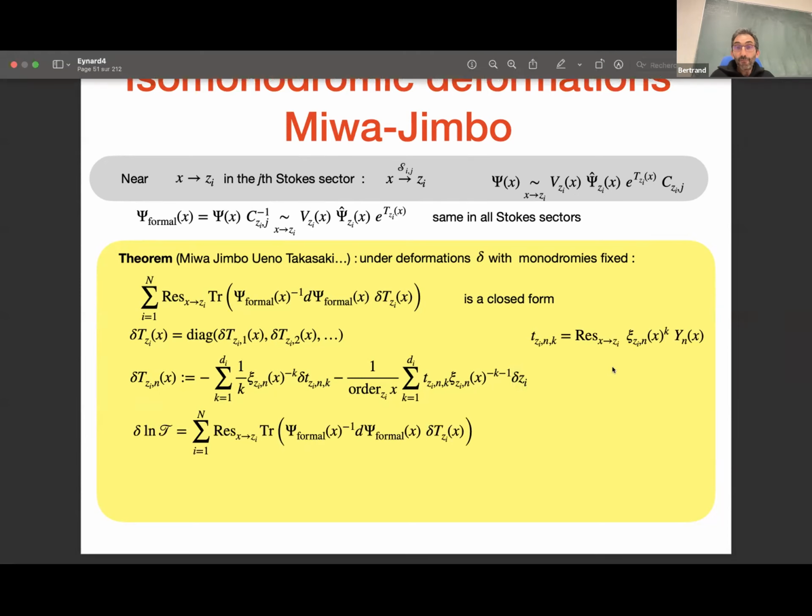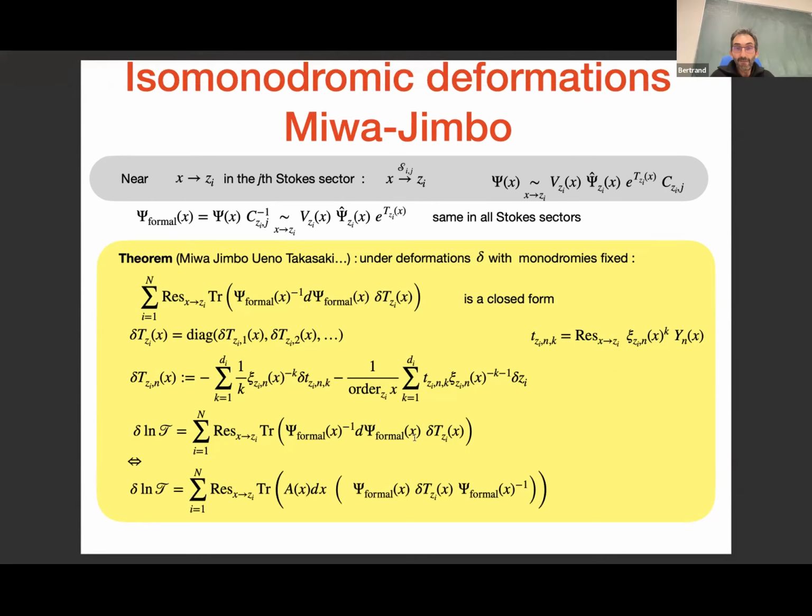So, since this is a closed form, it can be considered locally as the differential of some function, which you call the tau function, or more precisely the log of a tau function, and this is really the definition of the Miwa-Jimbo tau function. So it is the function whose differential is equal to this closed form.